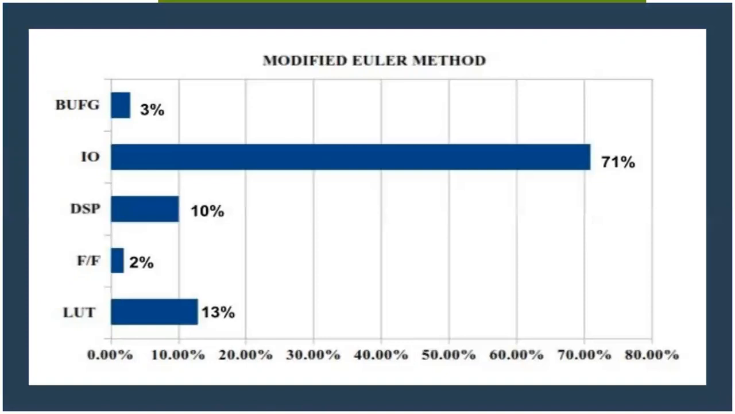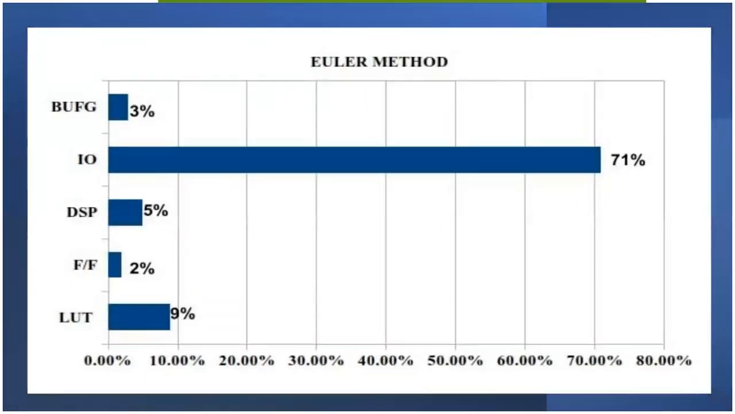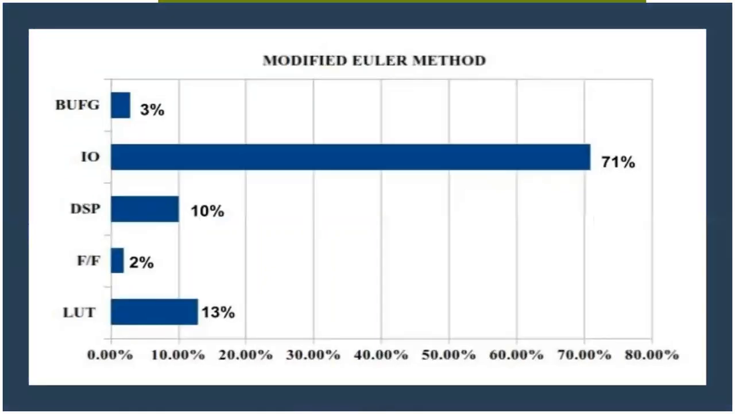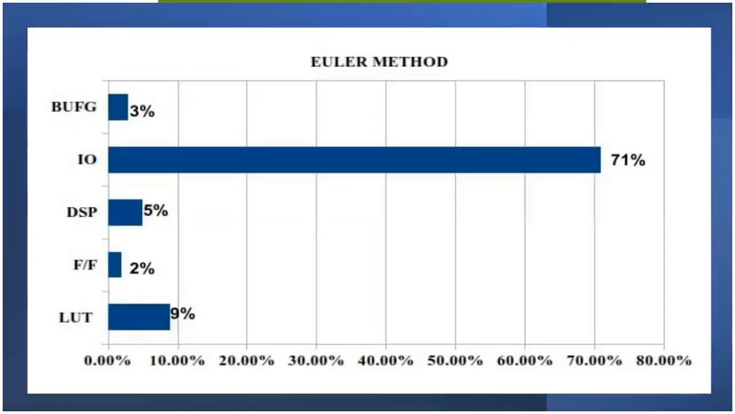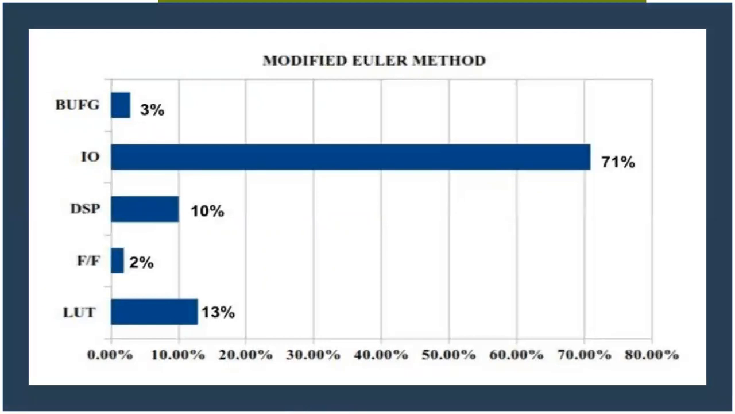The only difference is the LUT used in the Euler method is 9% of the total architectural area, and for the modified Euler method it is 13%, according to the behavior of the numerical methods. Also, the DSP for the Euler method is 5%, as well as for the modified Euler is 10%.